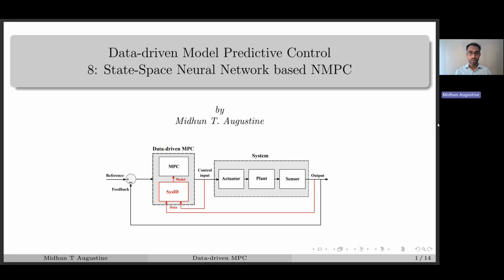In this lecture, we will be focusing on state space neural network or SSNN, which are a particular class of recurrent neural networks used for state space modeling.